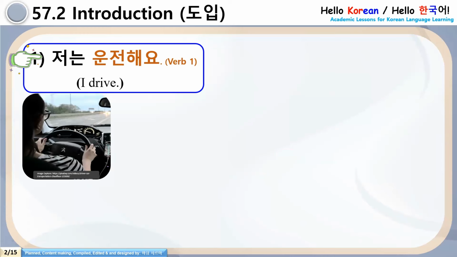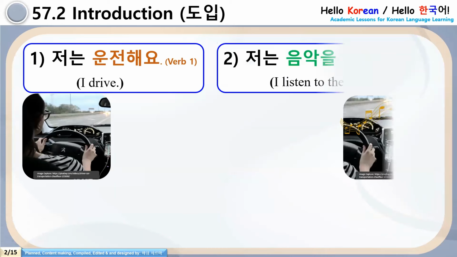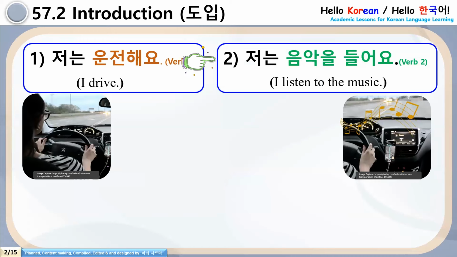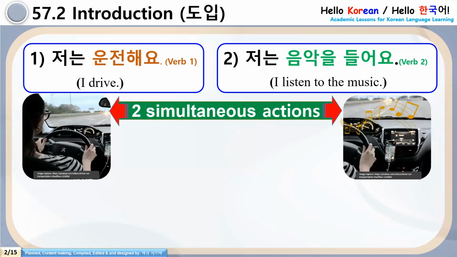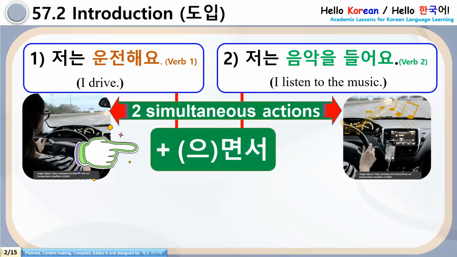Now coming to the introduction part, see here the first example, 저는 운전해요. That is action verb or verb 1, meaning I drive. Second is 저는 음악을 들어요. I listen to the music. So what is happening here? Two simultaneous actions. So how can we express these two actions in Korean? Yes, by using the grammar myeon-seo.